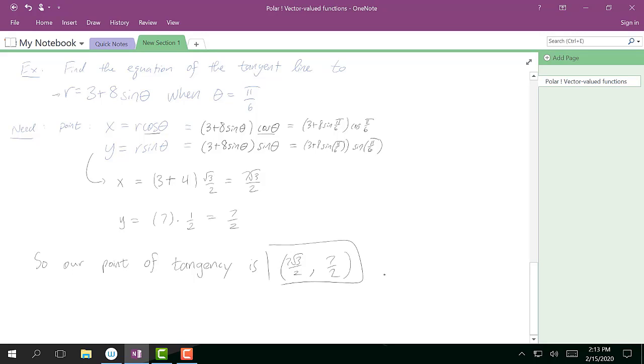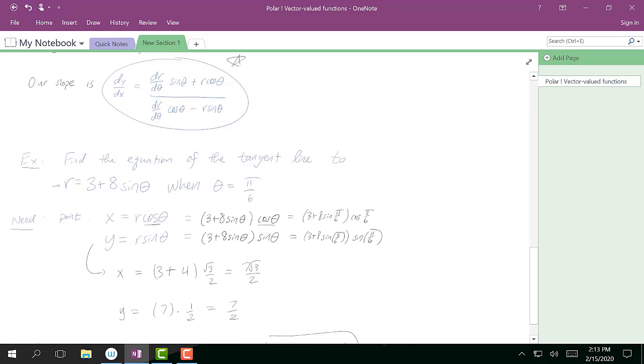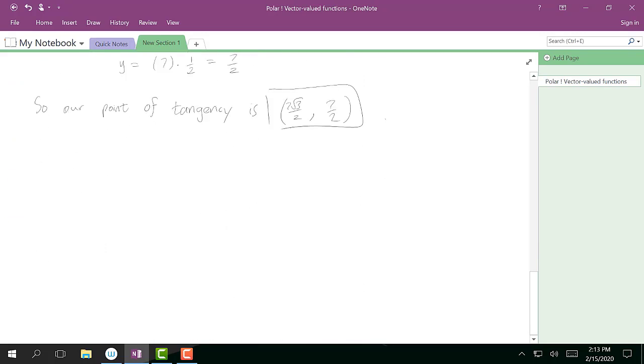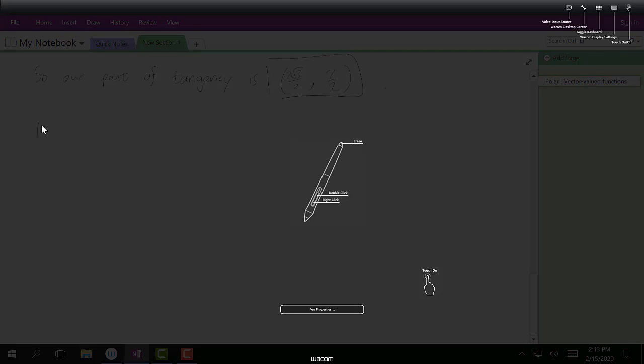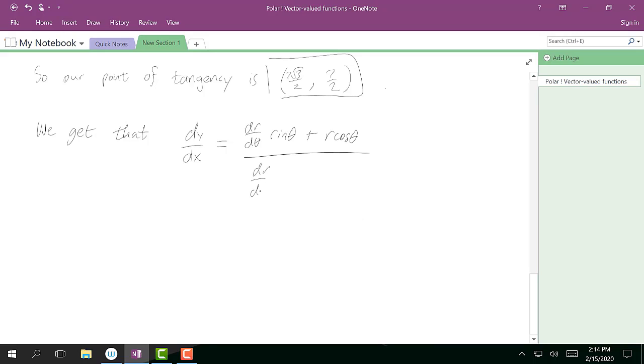Okay, and we're not done. All we need to do is use this formula that we have here to find the slope, and put it all together, and then we'll be done. So we get that dy dx is equal to, so we have in the equation, dr d theta sine theta plus r cosine theta, all over dr d theta cosine theta minus r sine of theta.